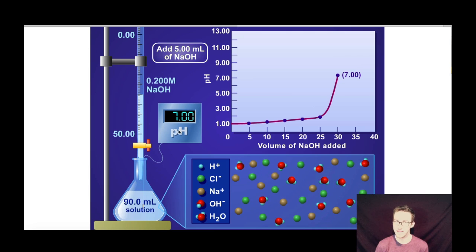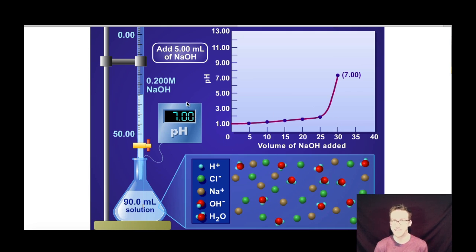At this point, the equivalence point, I have added exactly, precisely, perfectly the volume of my base to completely neutralize all of the acid that was in solution. And because of that, notice my pH occurs at 7. Notice my pH is 7, and notice that the volume required to do that was 30 milliliters of my base.